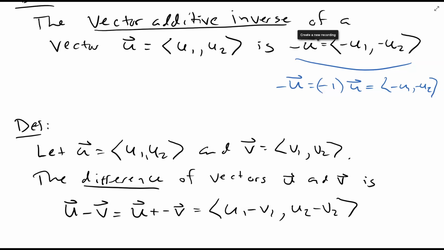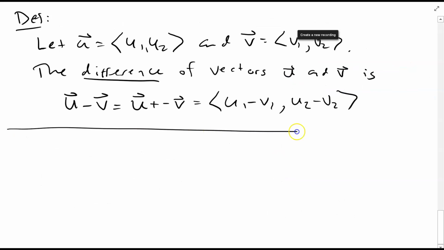So here's a nice little geometric way of thinking about this. Just as an aside here, if I consider the vector u and the vector of negative u, what's the magnitude for each of these going to be?